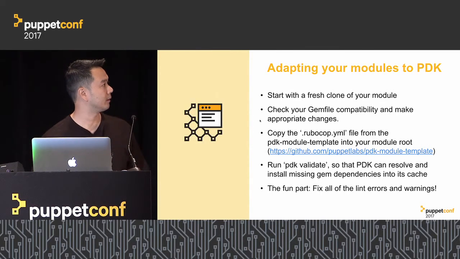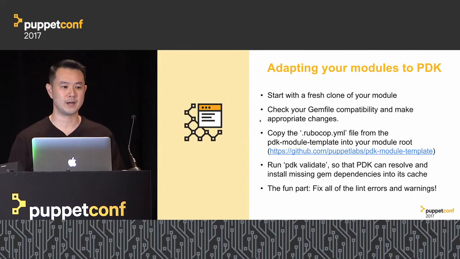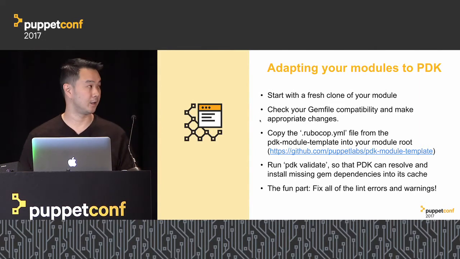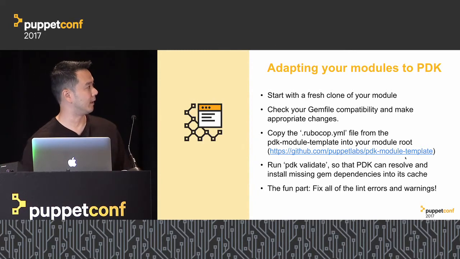So it's very important that you start with a fresh clone of your module. And if you have pre-existing tests and linting in your module already, it's important that those tools match with what the PDK is packaged with. So things like Puppet lint, Metadata JSON lint, RSpec Puppet, Rake. Those tools will directly translate to your existing module so that you can use the PDK to validate and test your module.